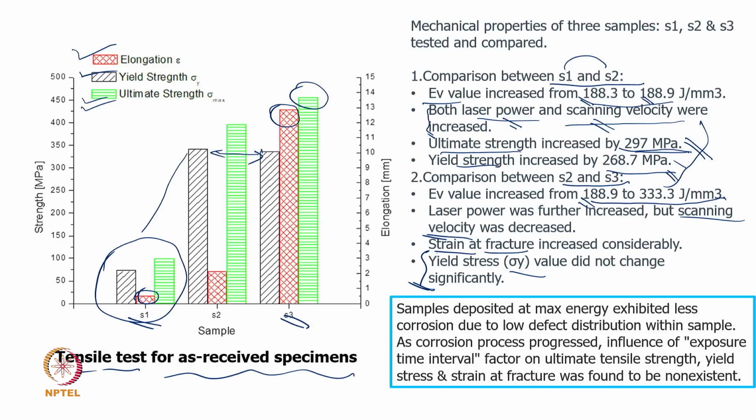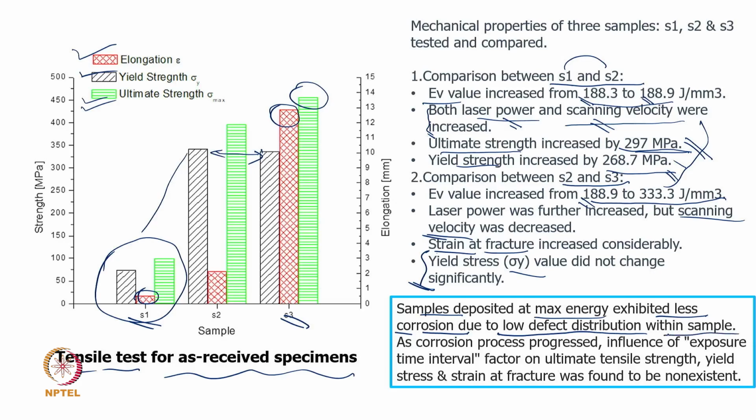So, naturally we need to work on the matrix side, what kind of further improvement is possible utilizing this. What we can conclude from this is that the sample deposited with the maximum energy exhibited the least corrosion due to the low defect distribution. When high energy is being given, the chances of localized deformation or distribution reduces. There will be more and more uniformity in distribution. That is what they say, due to low defect distribution within a sample.